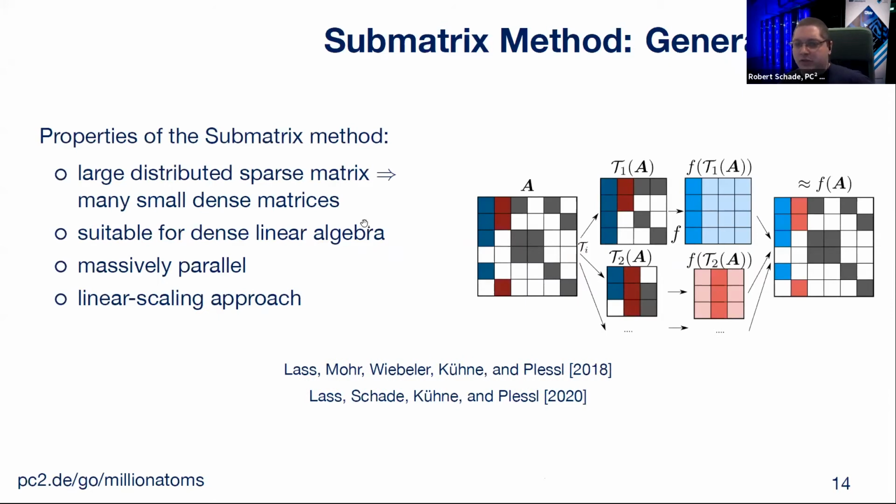Here I've listed a few features that you should be aware of. Instead of working on large distributed sparse matrices, the submatrix method decomposes that into many small dense matrices. These dense matrices are obviously suitable for dense linear algebra. The method is massively parallel because instead of working on one matrix, we have a lot of individual submatrices to which we have to apply the matrix function. And it is by construction a linear scaling approach. We've also shown that the results from it are sufficiently accurate to be suitable for molecular dynamics calculations.